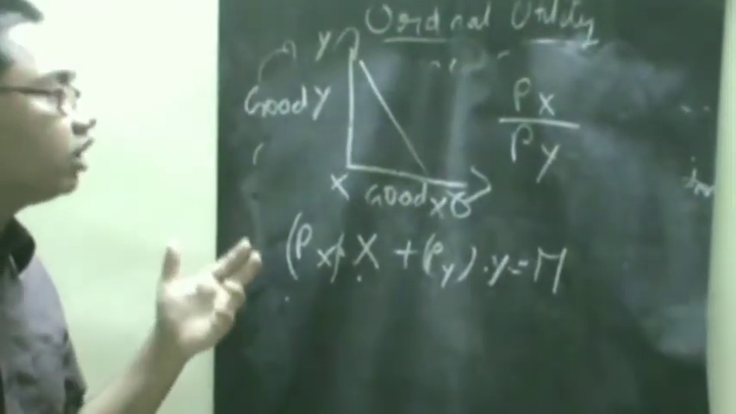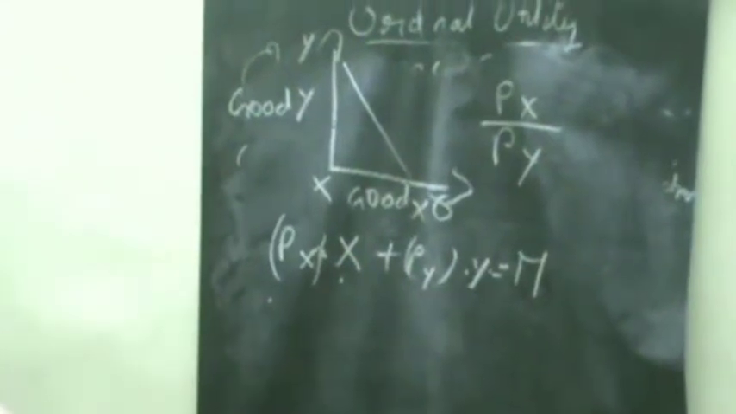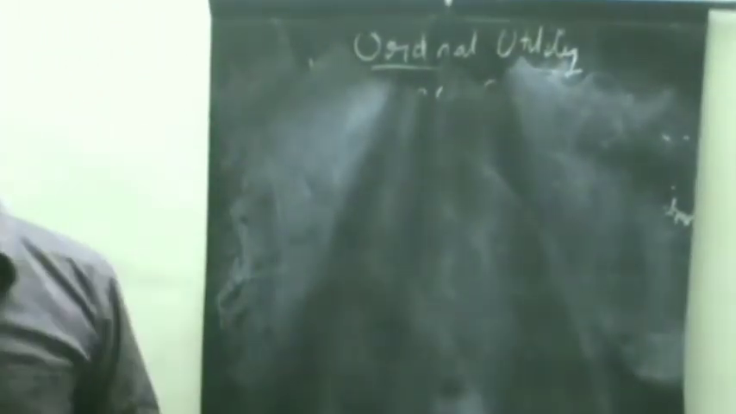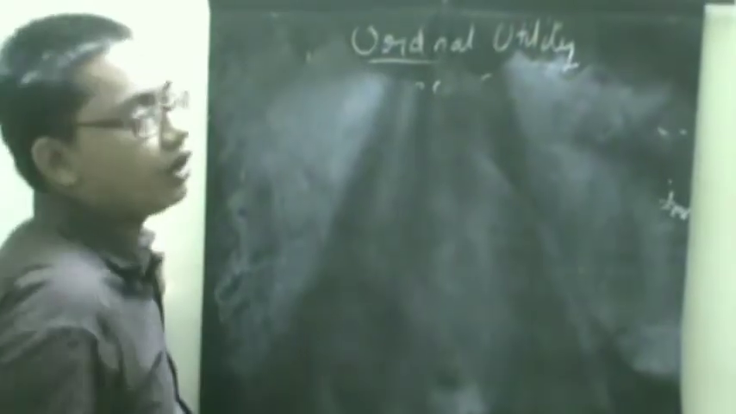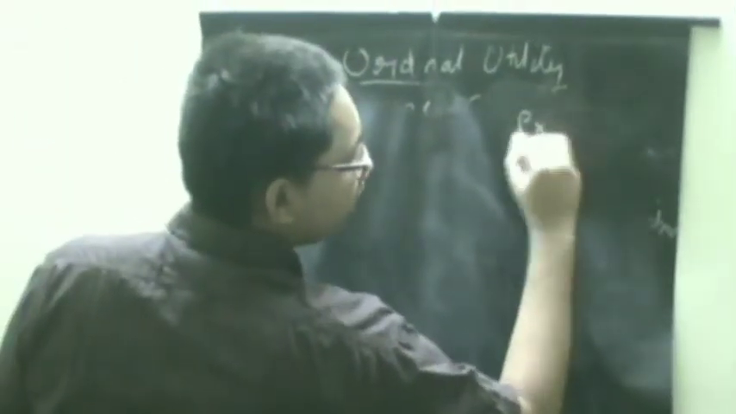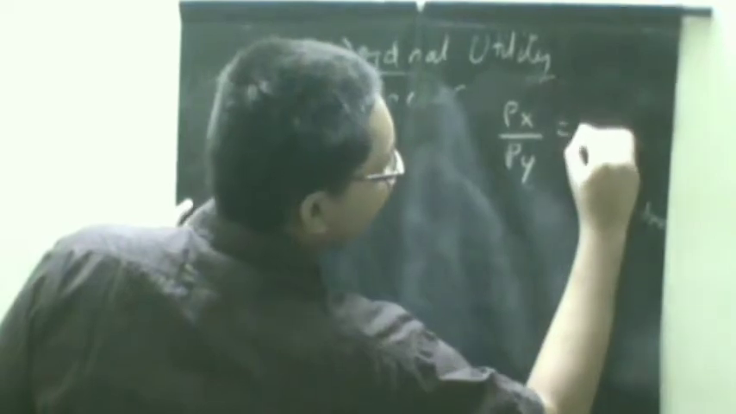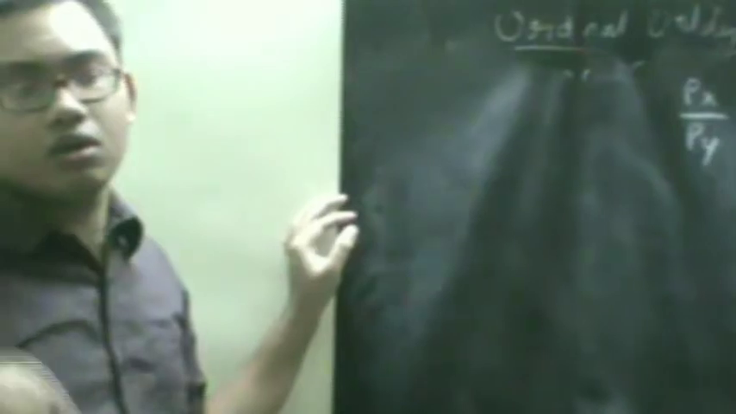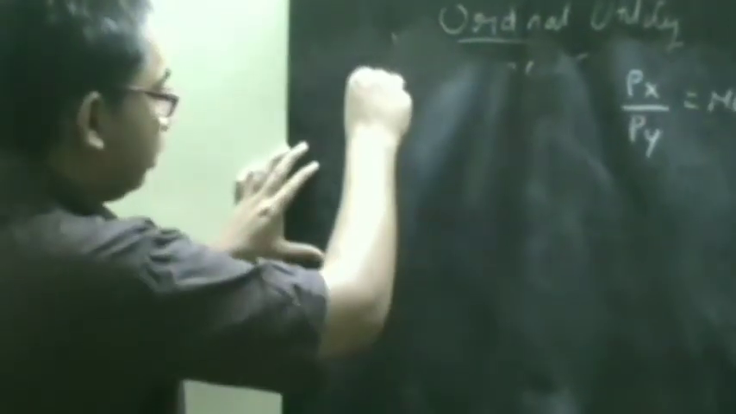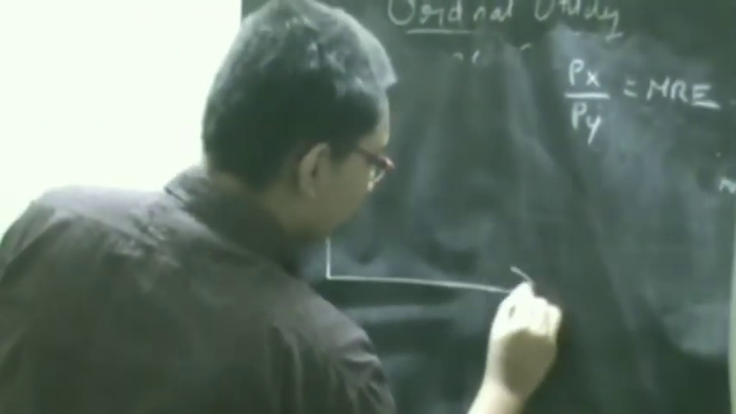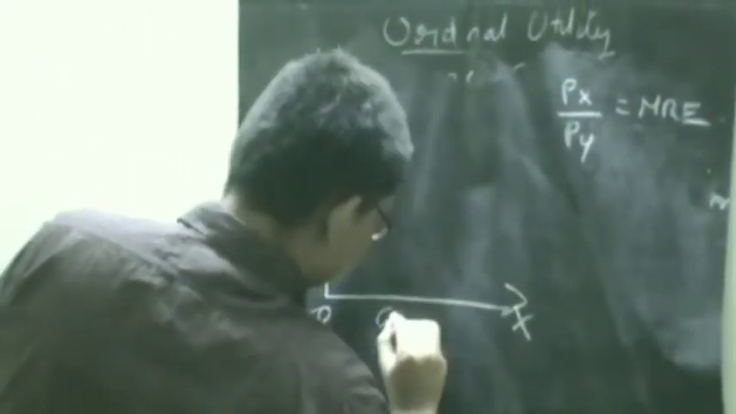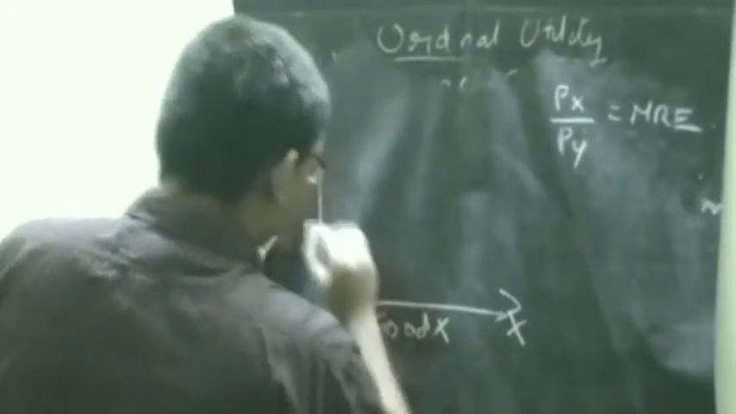Now, how can we determine the level of equilibrium? So I will show you. Okay, and this Px by Py ratio, I said Px by Py, the slope of the budget line. This is called the marginal rate of exchange. Okay, now how can we determine the level of equilibrium? Say we have X, O and Y. Good X, good Y.